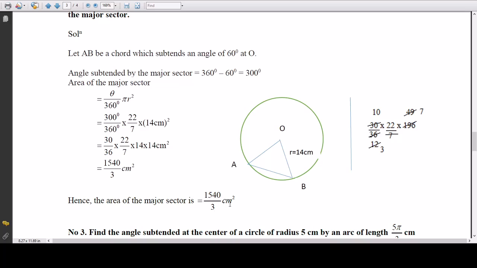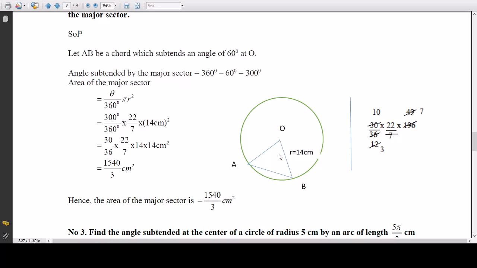1540 divided by 3 centimeter square. You can keep it as it is. You can keep it like this also, or you can again divide 1540 by 3 and express it as a decimal representation. You can divide this by going decimal, or you can keep it as this. This will be the area of the major sector of the circle.